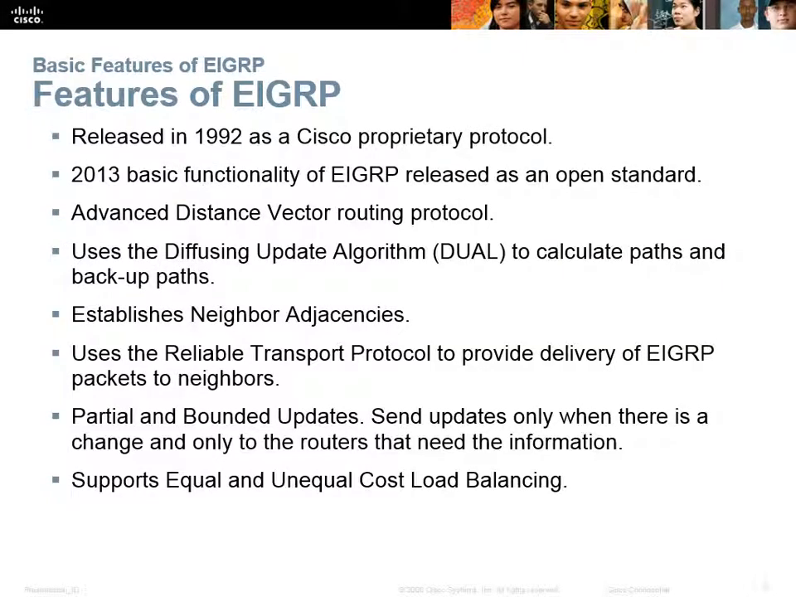EIGRP was created and released in 1992, and in 2013 the basic functionality was released as an open standard. That means it's no longer Cisco proprietary. And they added the Advanced Distance Vector Routing Protocol. Okay, that's what it is.